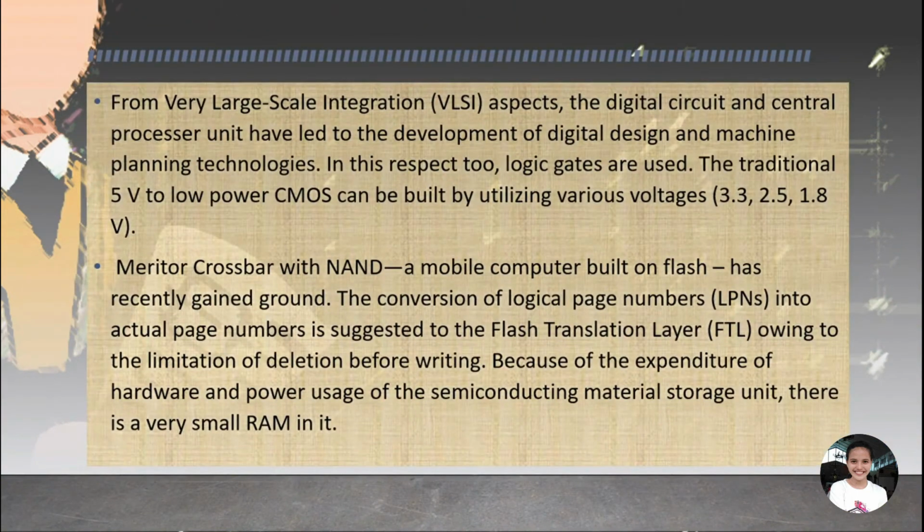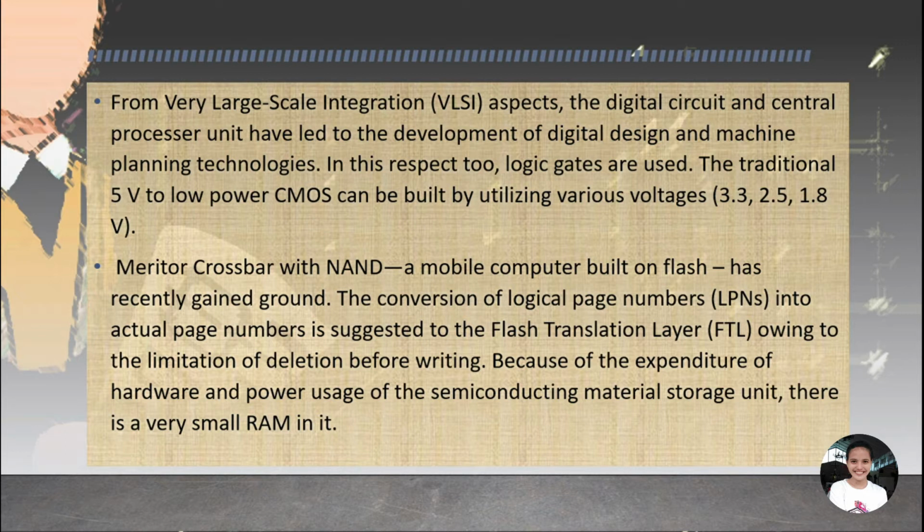From very large-scale integration aspects, the digital circuit and central processor unit have led to the development of digital design and machine planning technologies. In respect to logic gates, the traditional 5-volt to low power CMOS can be built by utilizing various voltages: 3.5 volts, 2.5 volts, and 1.8 volts.